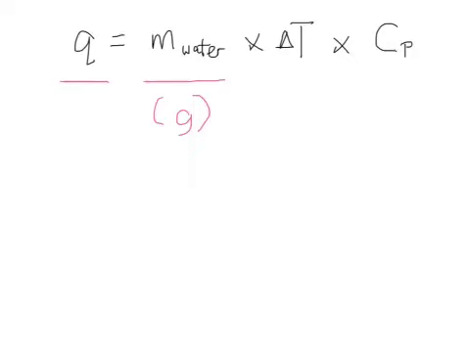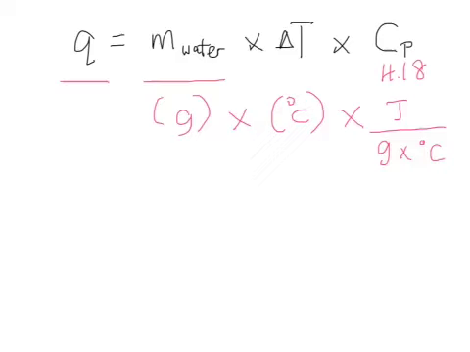Then we multiply it with changes of temperature, which could either be an increase or a decrease in temperature. The unit that we are going to use here would be degrees Celsius. And then this letter C here represents the specific heat capacity of water. Now, always remember the specific heat capacity of water has a fixed value, which is 4.18. The unit is joule per gram per degree Celsius.